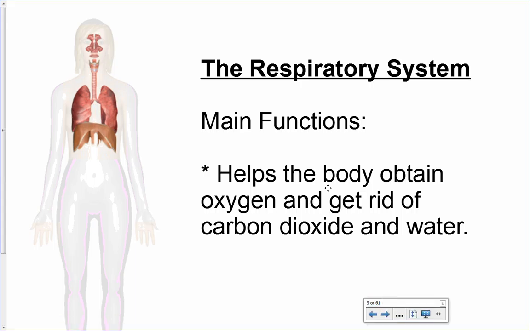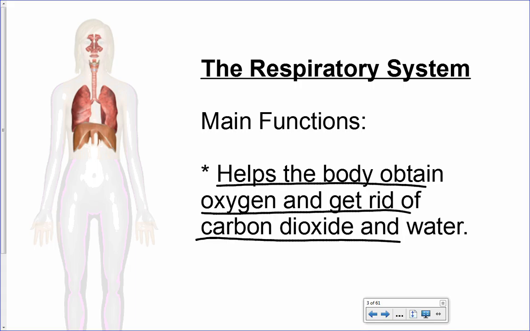All right, so the respiratory system, I want you to start with the main function. If you need to pause at any time in this video so that you can finish writing, go right ahead. But the main function of the respiratory system, which is highlighted in this picture over here, is to help the body obtain oxygen and get rid of carbon dioxide and water. So your cells need oxygen in order to carry out the processes they need and in order to get the energy from the food that you eat.